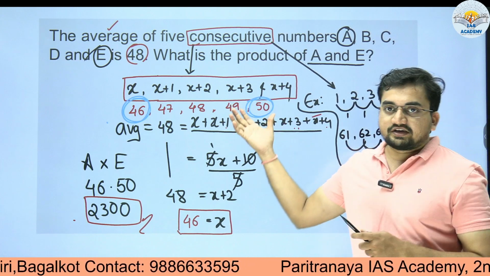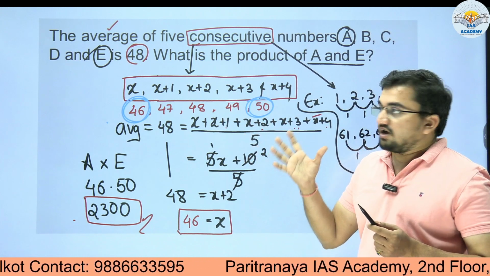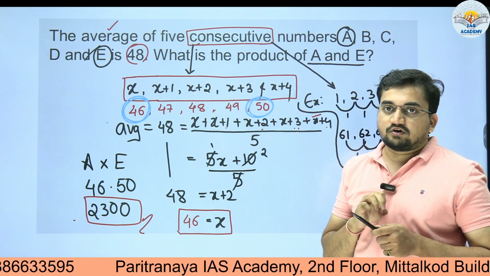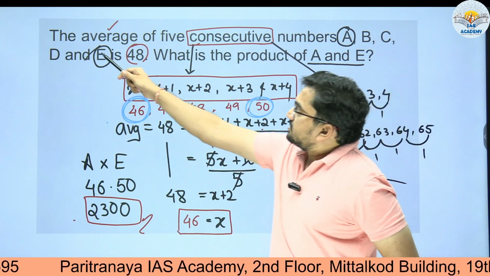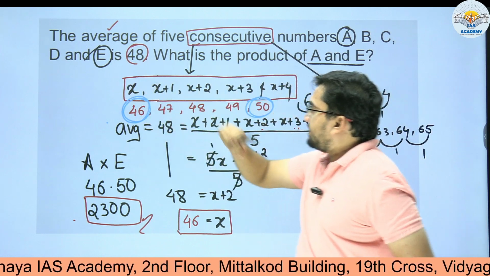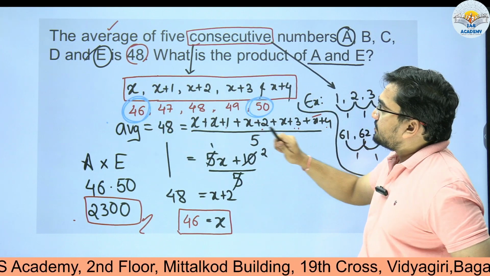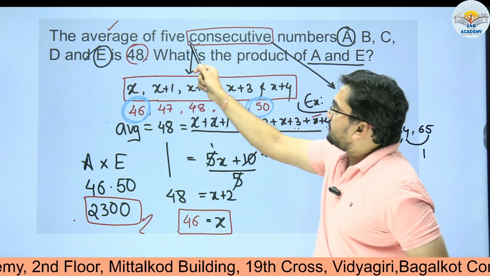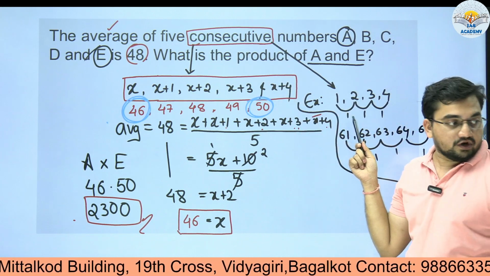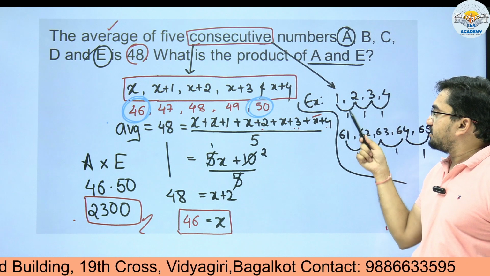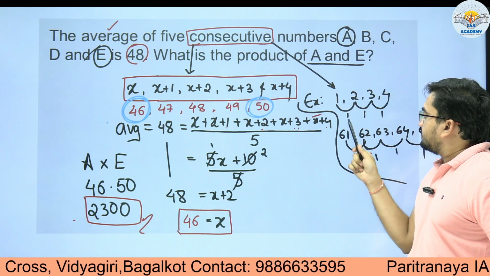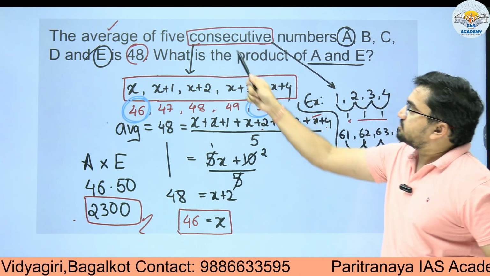All right, so I will explain again. Just keep in mind that you have to repeatedly read the question to observe what they are asking. Firstly, the average of 5 consecutive numbers A, B, C, D and E is 48. What is the product of A and E? What is a consecutive number? Any series whose difference is 1, like 1, 2, 3, 4 or 61, 62, 63. Here the difference is 1. So now you understood what is consecutive.